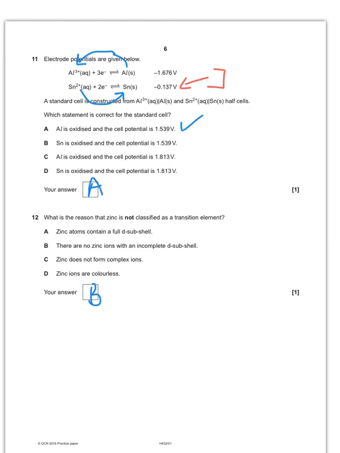Why is zinc not a transition element? It's because there are no zinc ions with an incomplete d subshell.